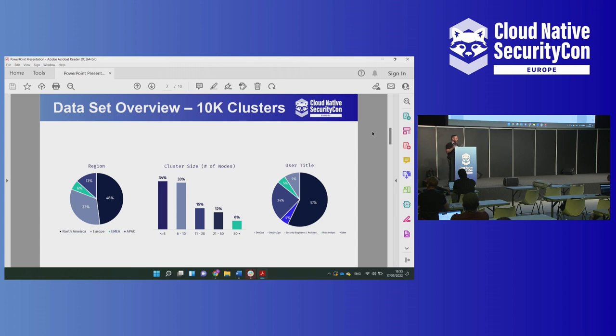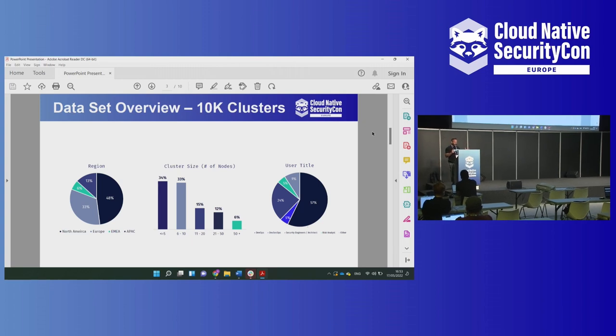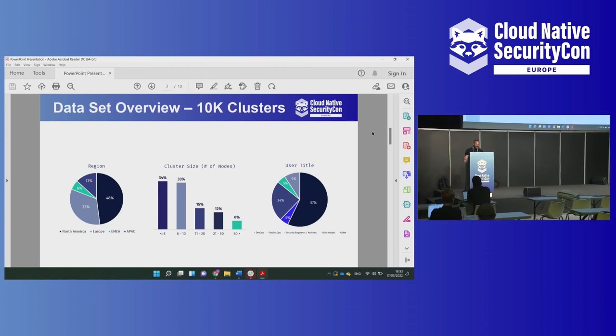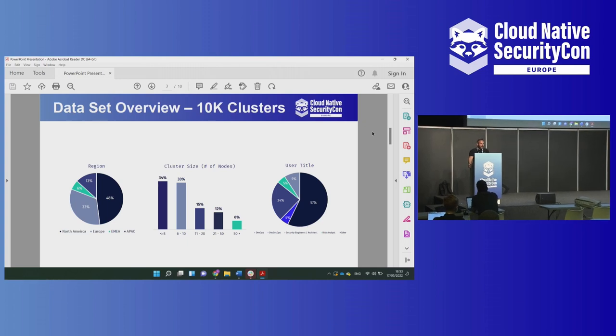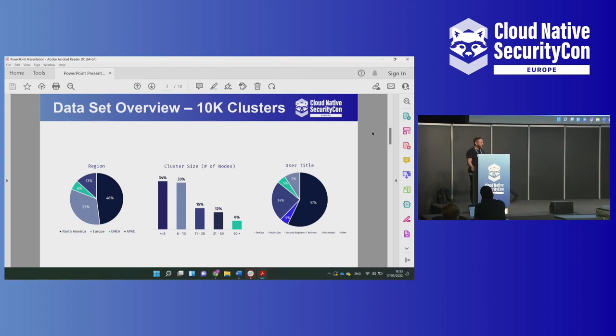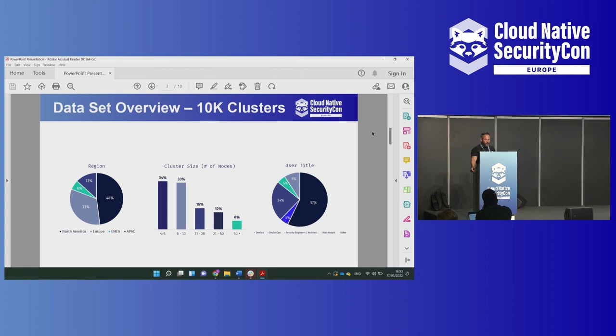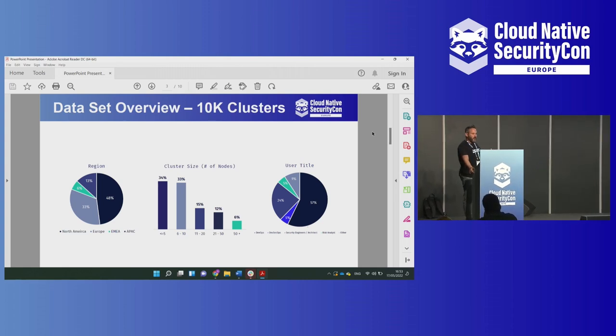So first of all, what have we looked at? We've looked at a data set of 10,000 clusters. 48% of the users were in North America, and 33% were in Europe, and the rest were in EMEA and APAC. If we think about cluster sizes, we see that 70% of clusters had up to 10 nodes, and about 6% had over 50 nodes.